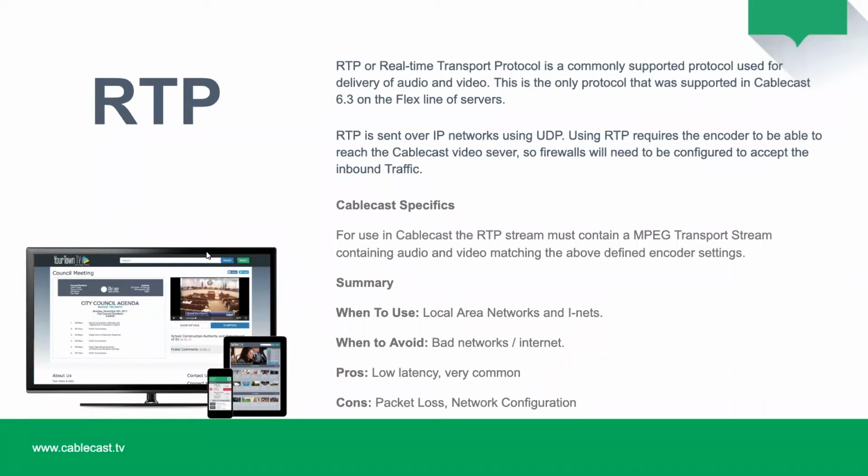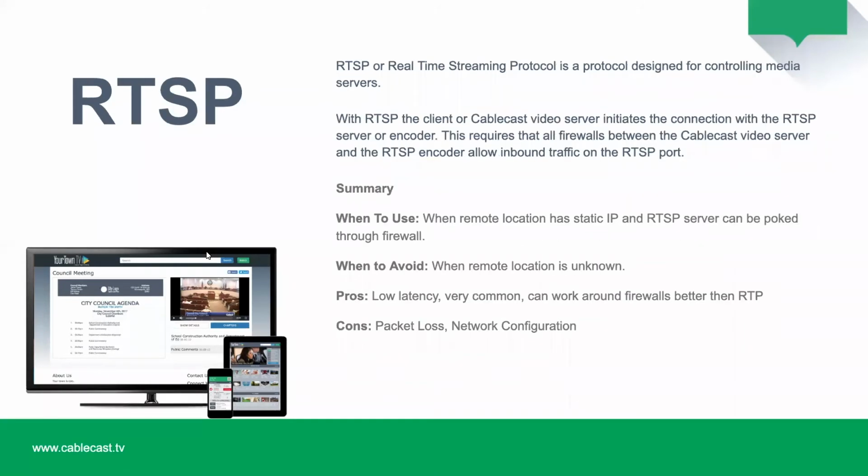So if you're at an away football game and you want to stream this and you're going through a mobile hotspot or something like that, this RTP is probably not a good choice for you in that situation, just because there are possibly some issues with latency and things like that, and packet loss. So you'll see the pros and cons with this. Low latency, it's a very common protocol that you'll see with RTP. Cons with that, packet loss and network configuration. Because of the network configuration, you have to make those firewall changes, make sure that you're poking holes and getting stuff through.